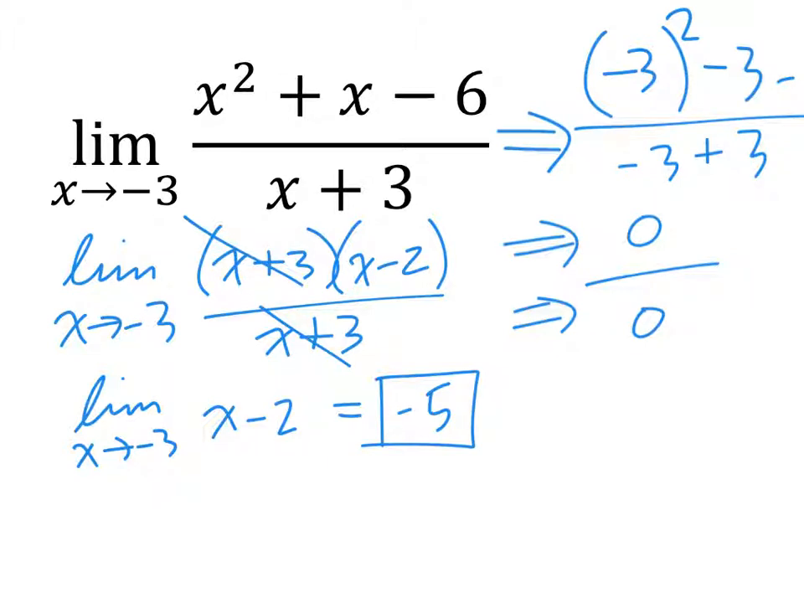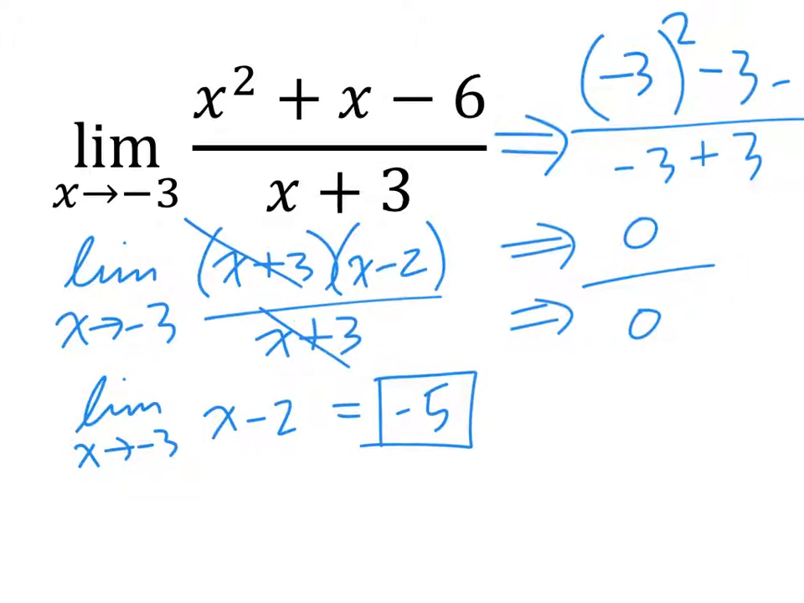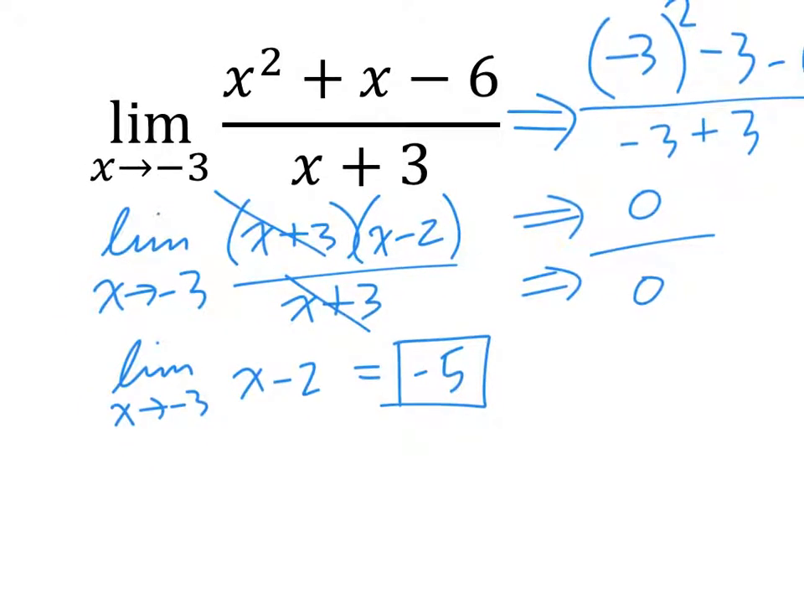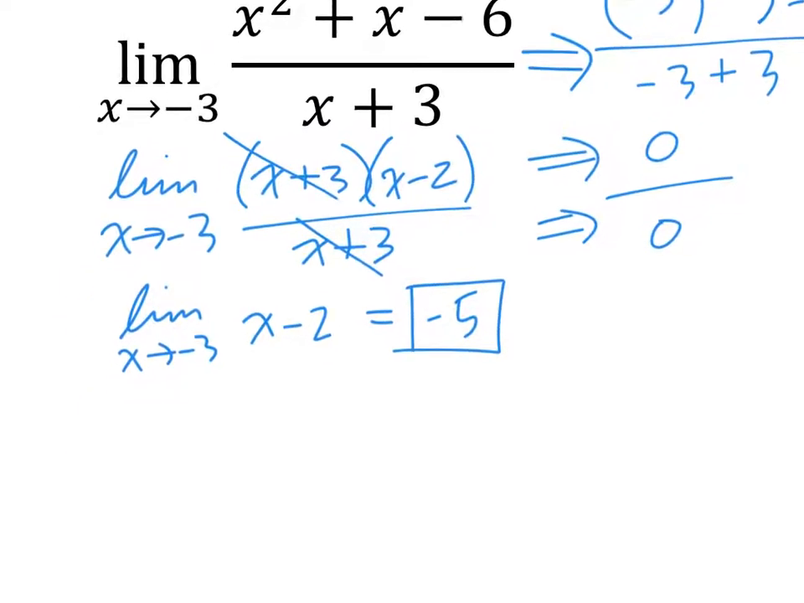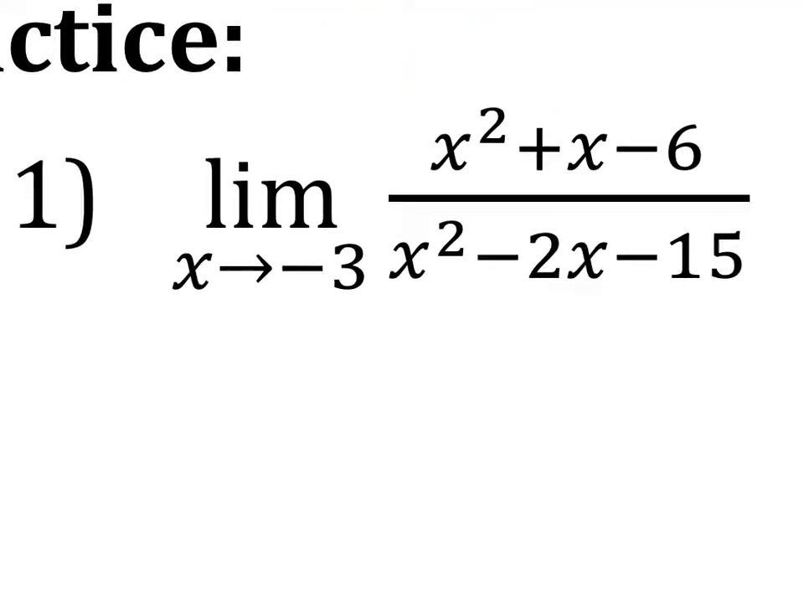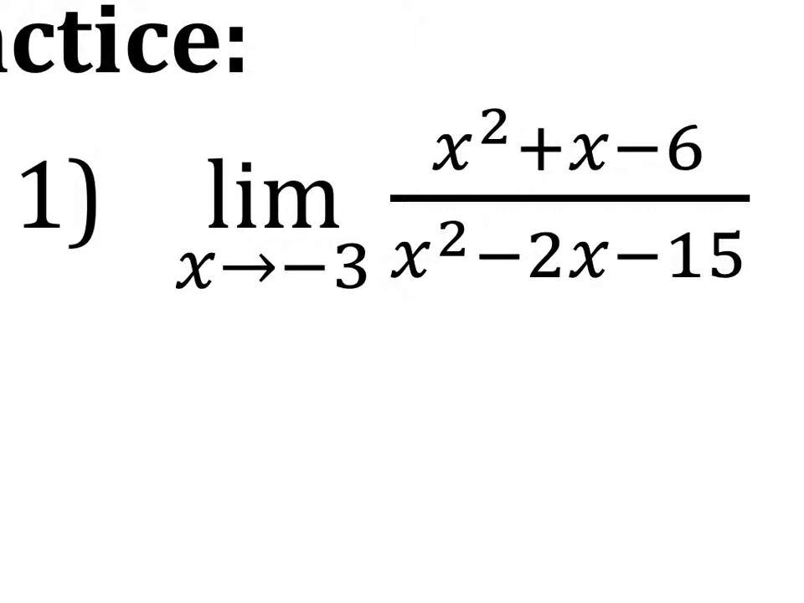All right, let's have you guys practice. Okay, so only when you have a 0 over 0, then you do something like this. Let's have you practice with one of them. Let's try this one. Hopefully you got to the correct answer. The answer is 5/8.